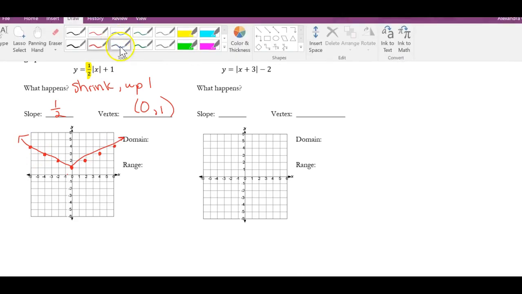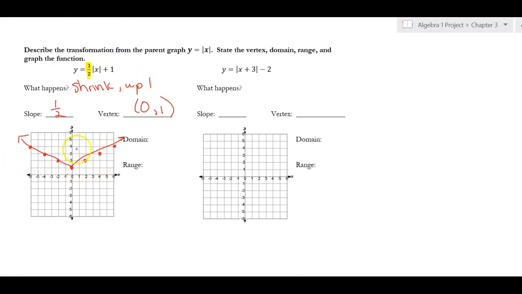Okay, so my domain is still all reals because arrows go to the left and arrows go to the right. This one, y is greater, but what's it greater than? What's the lowest point it's at, and then what do all the points go above? That's right, 1. So y is greater than or equal to 1.